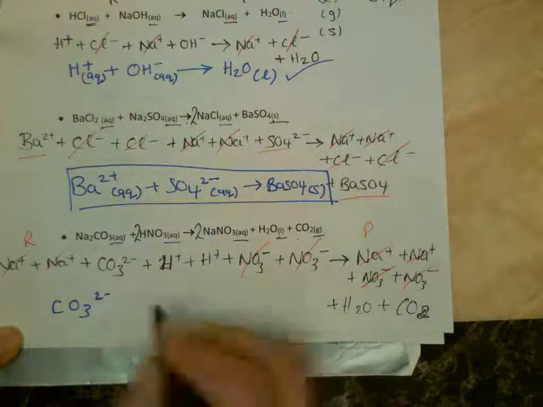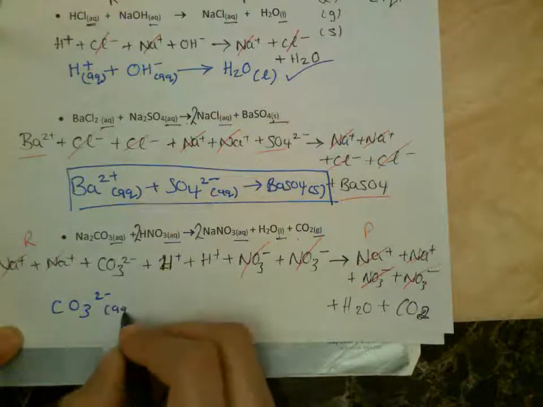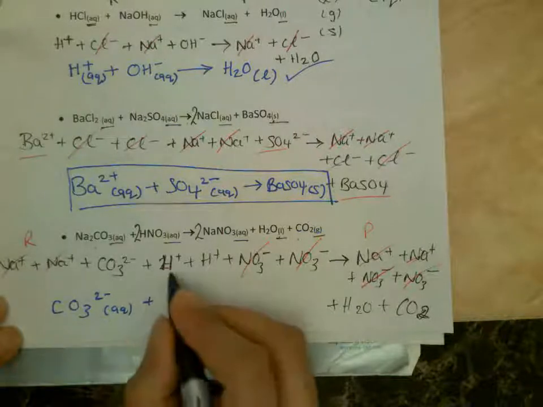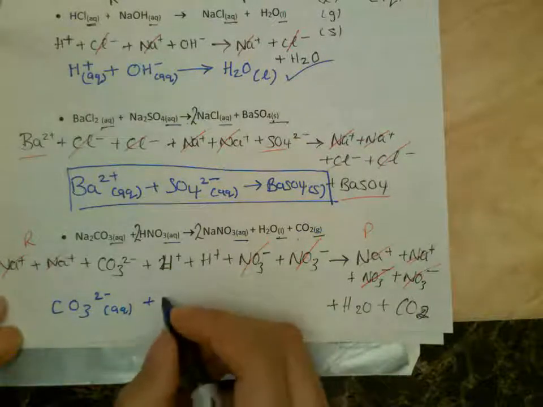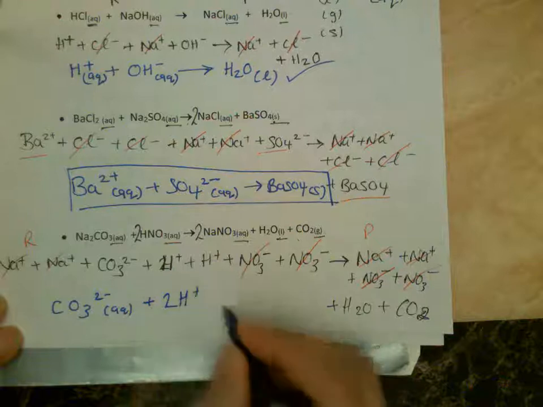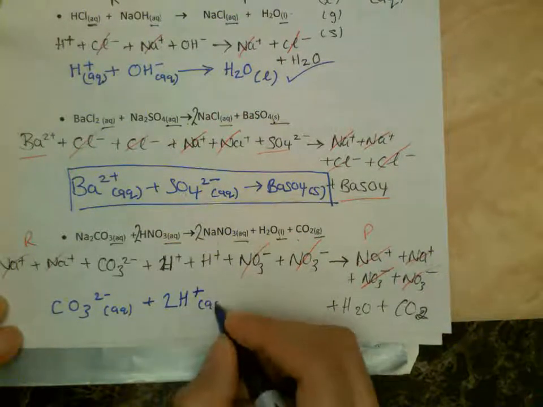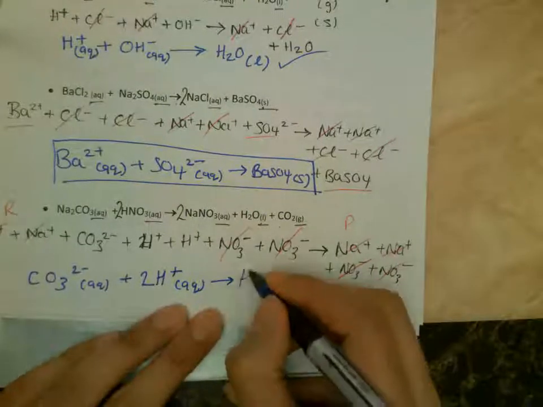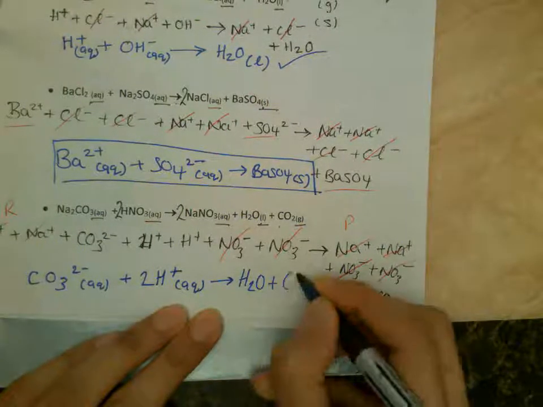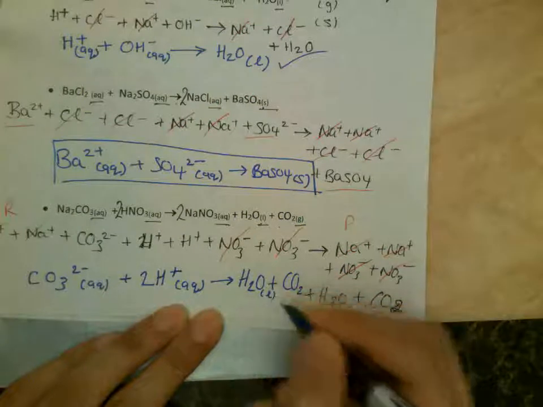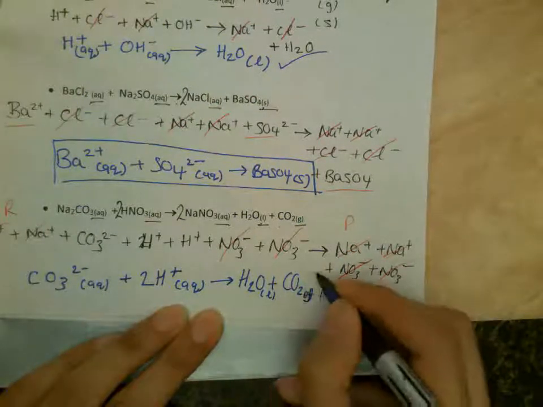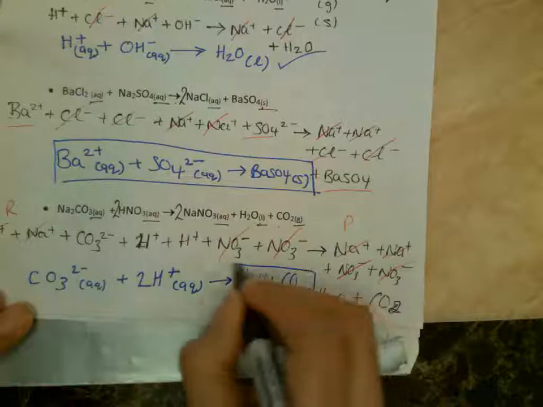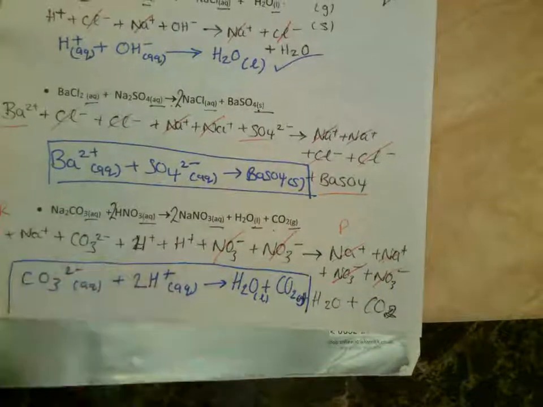So we have CO3 2 minus, aqueous as always, plus how many hydrogens do we have? We have 2 hydrogen ions, so 2H plus, aqueous, all going to H2O plus CO2 with their state symbols, so liquid and gas. And there we go, guys, we've got our final product.